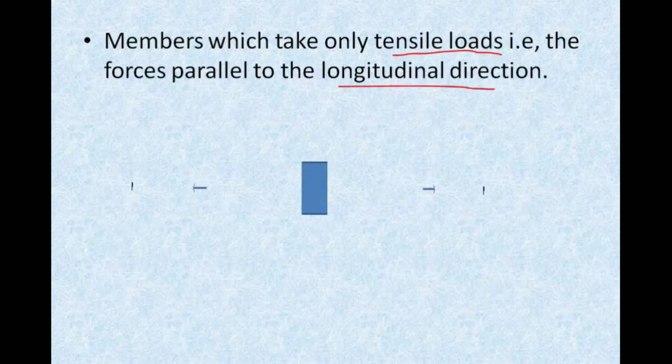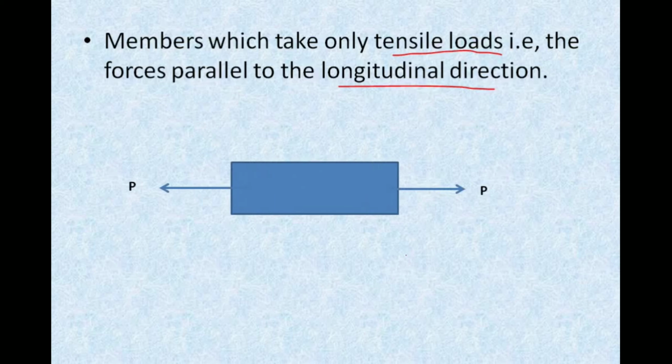Suppose, for an example, this is a tension member here and these are the two pulls, that is the tensile loads given to this member along its longitudinal direction. Since it is under tension and getting pulled by these two loads, obviously it is going to get deformed. Suppose it has got deformed in this way. So when a member gets deformed due to tensile loads along its longitudinal direction, these are known as your tension members.